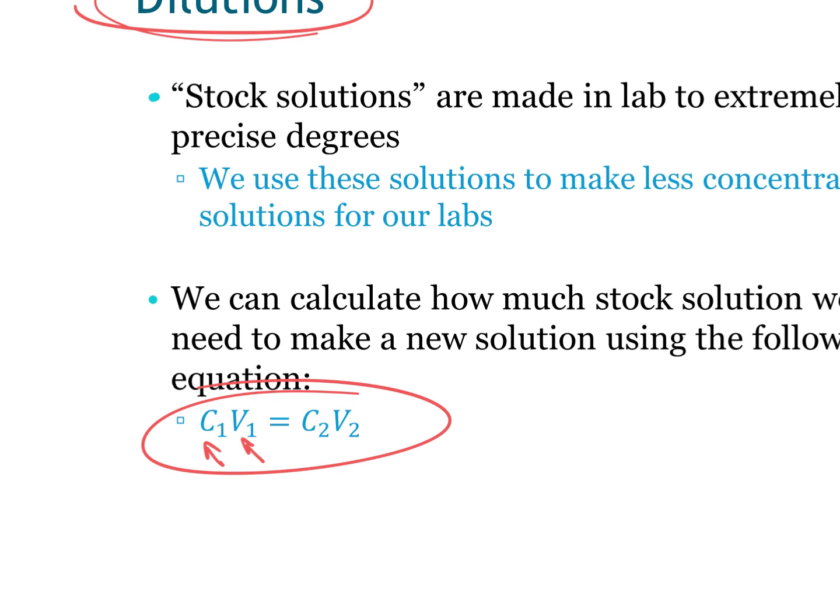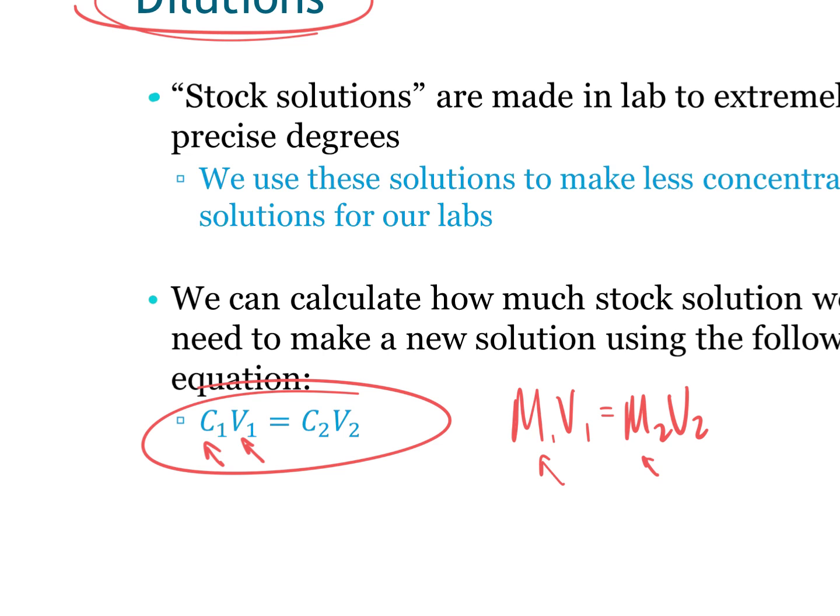Volume, right? Concentration of the first times volume of the first equals concentration of the second times volume of the second. Sometimes you will see it like this: M1V1 equals M2V2. This just means molarity, which is still just the concentration unit. So it's the same equation. Some people just write it that way. That's not how I learned it, and this is not typically how I use it, but we're looking at the same thing. Concentration times volume equals concentration times volume.